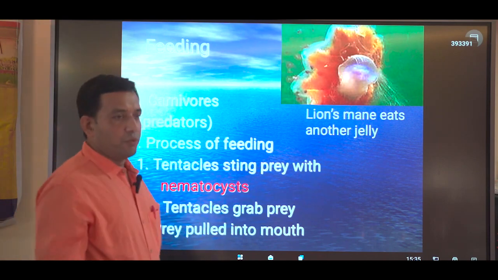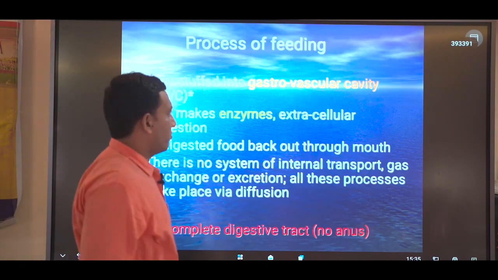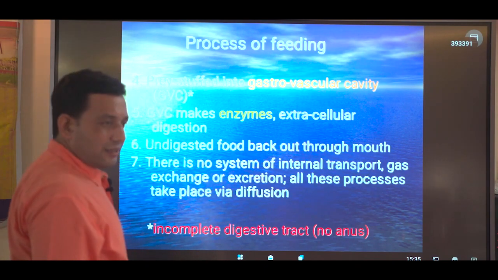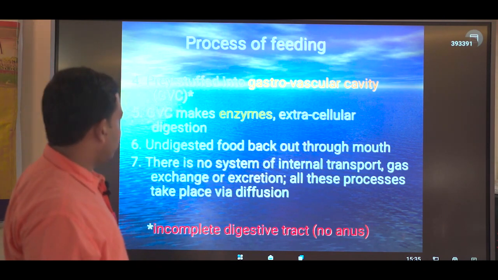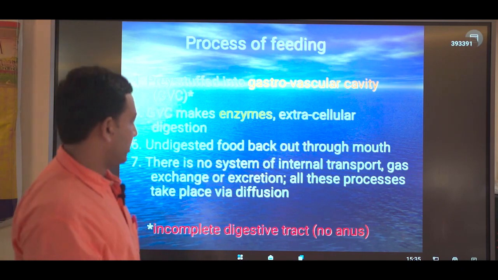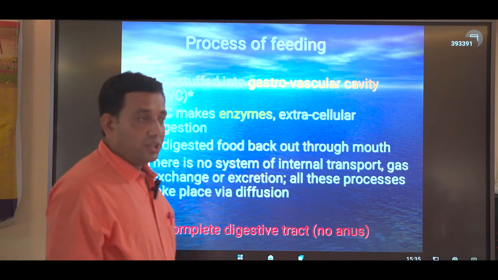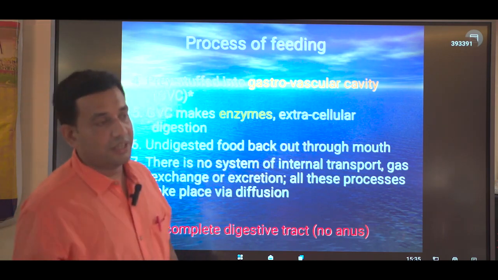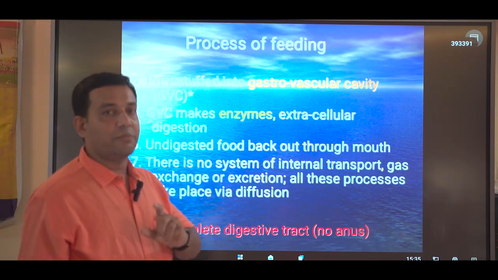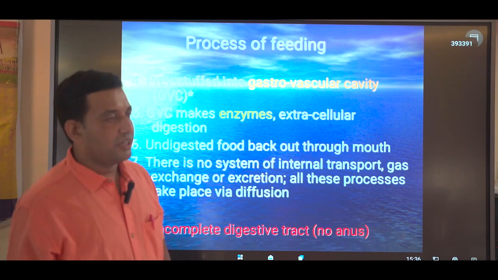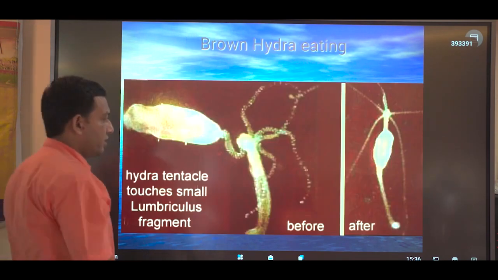With the help of tentacles, they paralyze the prey and then put it into the hypostome, or mouth-like structure. The digestion is partially extracellular, and further digestion takes place intracellularly. A complete digestive tract is absent because they don't have any anus. Whatever they take as food, they digest as much as possible, and the remaining part they regurgitate, they vomit out. So there is no anus, only a mouth.